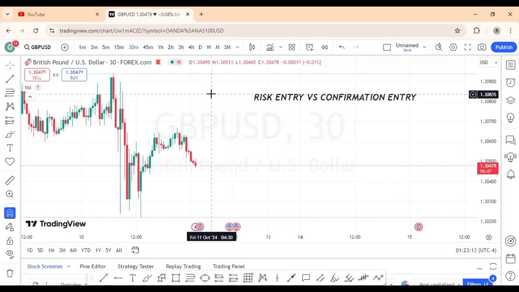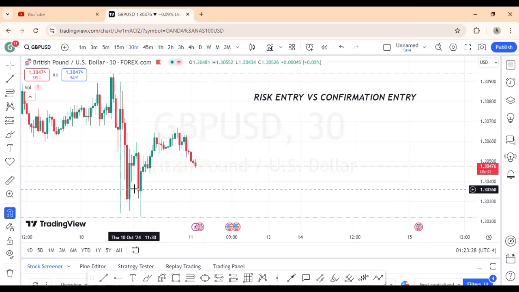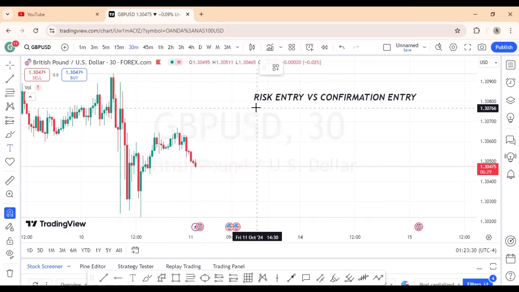So who always asks me a question? Okay, risk entry, okay, confirmation entry. How do we enter trades? Do we enter trades immediately price comes to a POI, or do we wait for some kind of confirmation? Now, risk entry has its advantages and confirmation entry has its advantages.